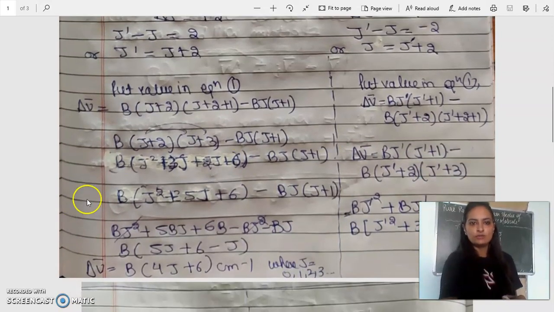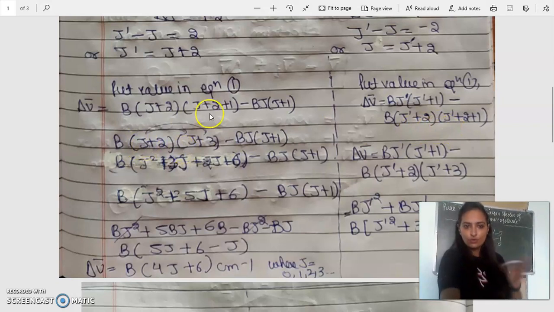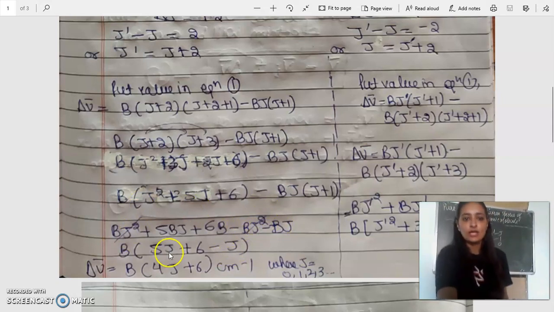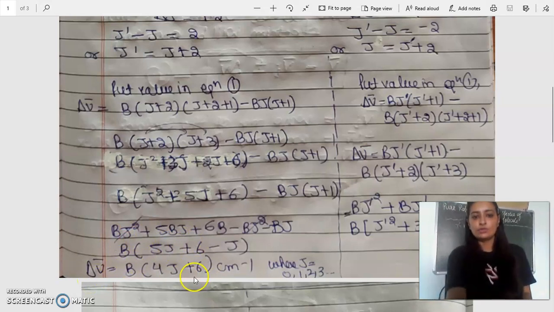When you put in the values of J dash and J, you simply have to open the equation: J multiplied with J plus 3 comes out to be J square plus 3J. Similarly, 2 into J plus 3 comes out to be 2J plus 6. Now multiply B with the whole expression, and we get BJ square plus 5BJ plus 6B, minus, opening the other term, BJ (J plus 1), which comes out to be minus BJ square minus BJ. The BJ square terms cancel out and we are left with B(4J plus 6).